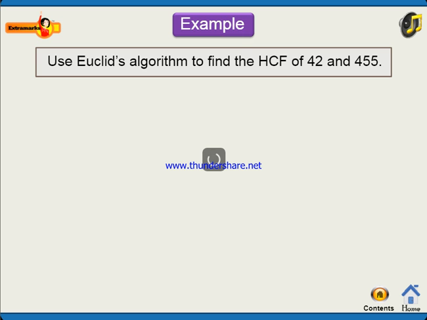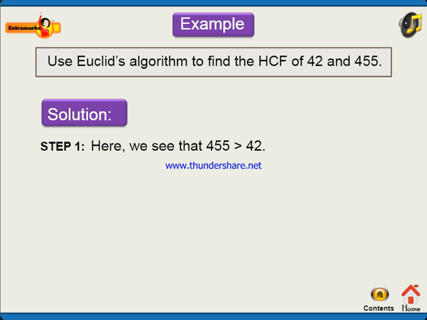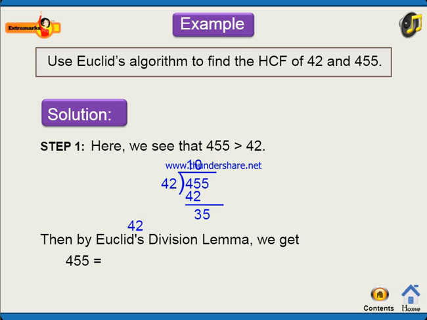Now, to understand Euclid's division algorithm, let us work out an example. Use Euclid's algorithm to find the HCF of 42 and 455. Solution: 455 is greater than 42. So we divide 455 by 42. We get 10 as a quotient and 35 as a remainder. Then by Euclid's division lemma, we get 455 is equal to 42 into 10 plus 35.